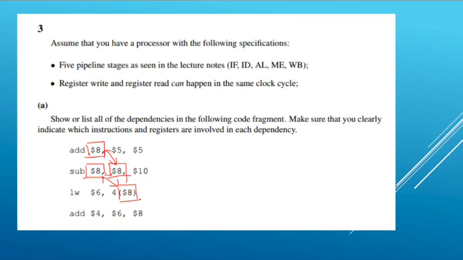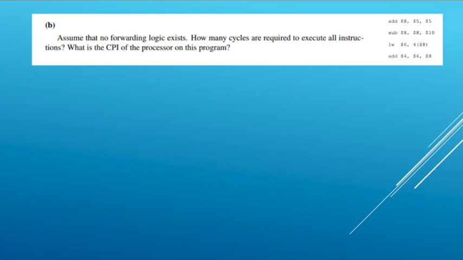And in the fourth line of code, register number 6 is being used. And we see that register number 6 is being modified in the load word instruction. So we have a dependency over here. And register number 8 is being used again, and we have a dependency between sub and add instructions. So this is the first part of the problem.